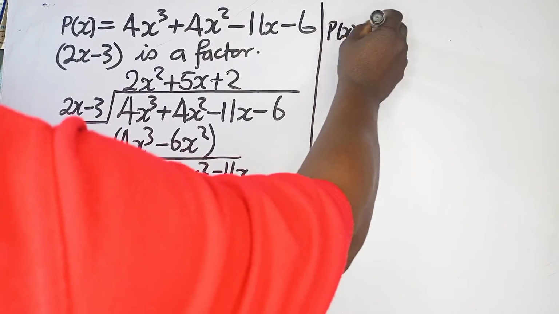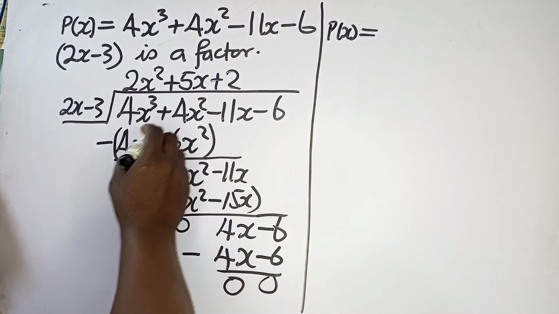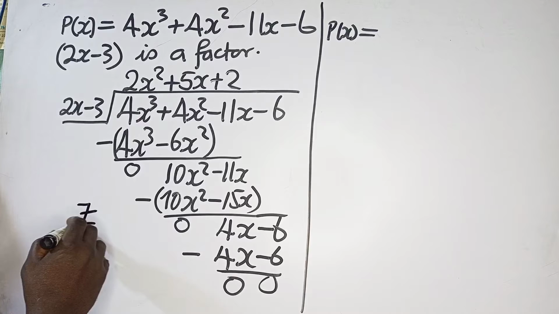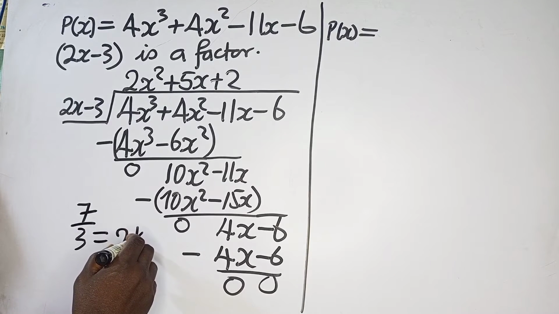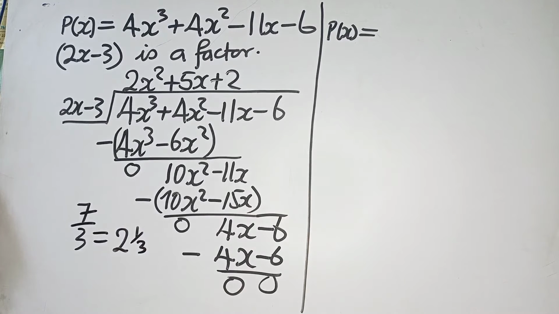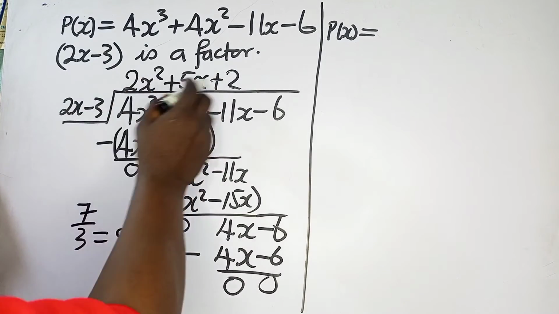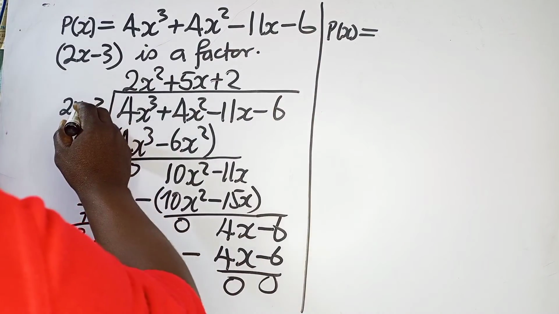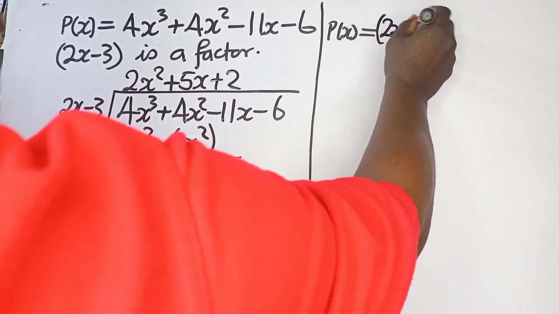P of x, remember P of x is all of this, can be written as what? If we have 7 divided by 3, we know it is 2 times, remainder 1, so it's 2 and 1/3. So this is a quotient: the number of times that when this one is divided by this, we get. So it will be this multiplied to this. It will be 2x minus 3.